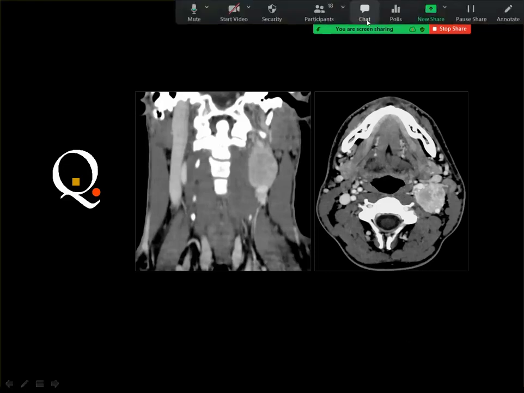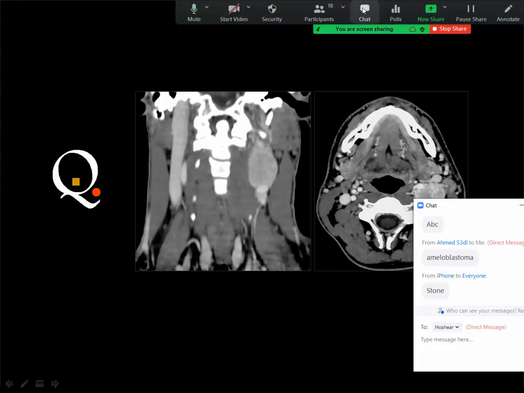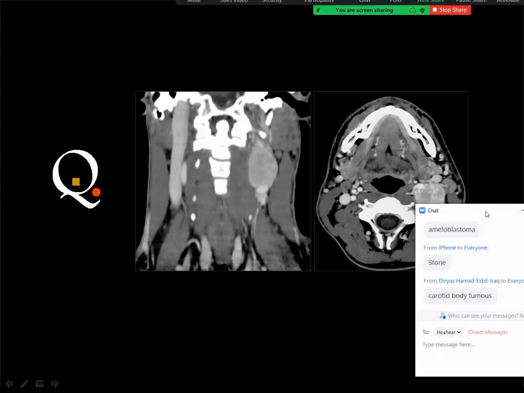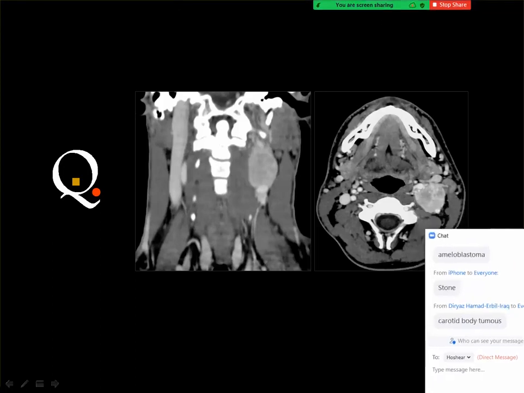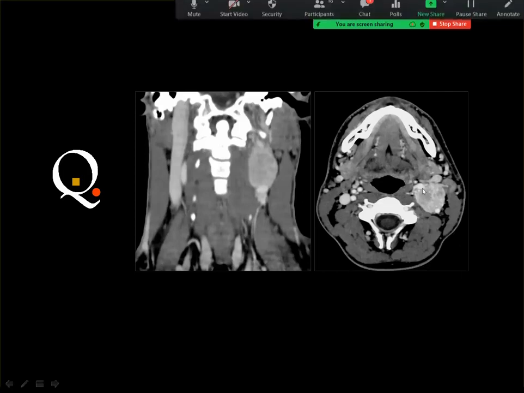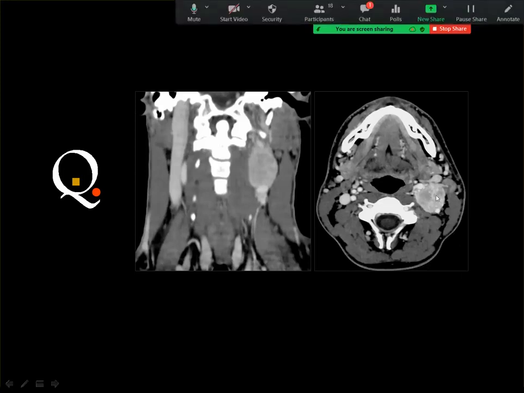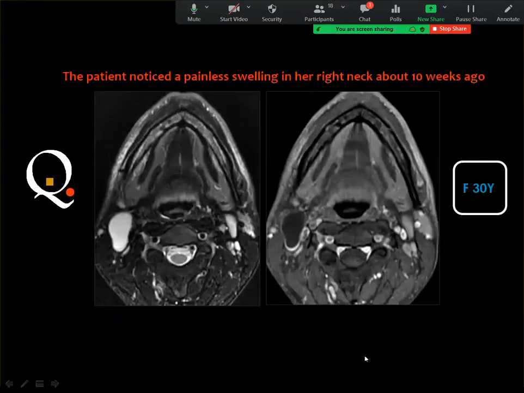Okay, and this is also a classic lesion. Carotid body tumor, yes, this is good. The carotid body tumor is a lesion which is located in between the carotid bifurcation, the internal and external carotid arteries, and the lesion is centered in between. It's a strongly enhancing lesion, diagnostic of carotid body tumor.